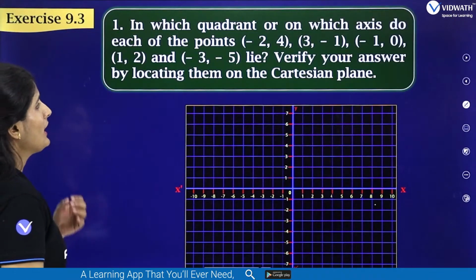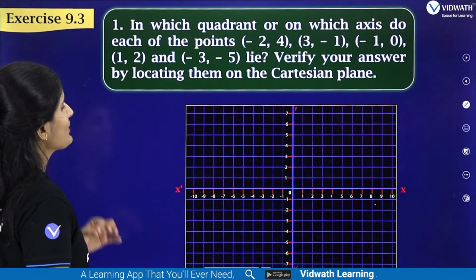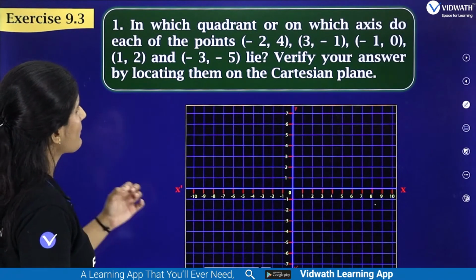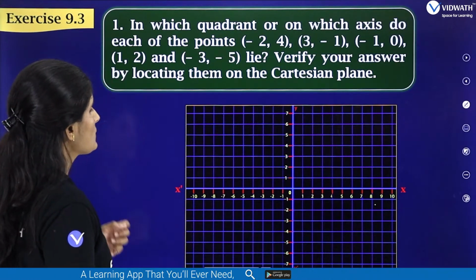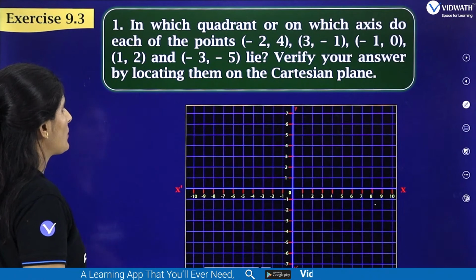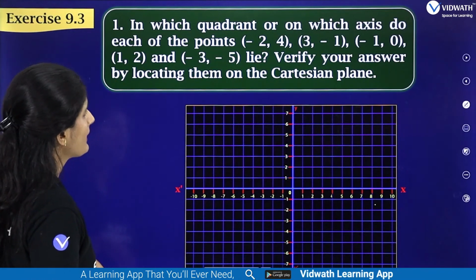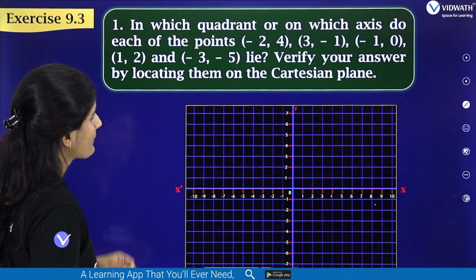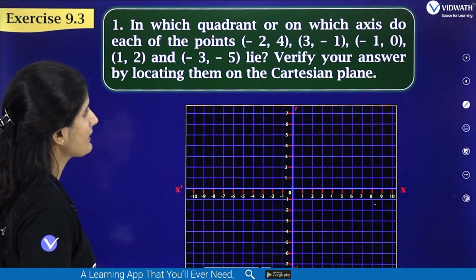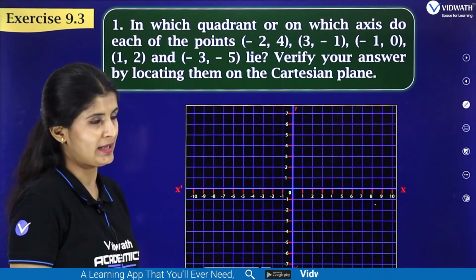The first problem: in which quadrant or on which axis do each of the points (-2, 4), (3, -1), (-1, 0), (1, 2) and (-3, -5) lie? Verify your answer by locating them on the Cartesian plane.